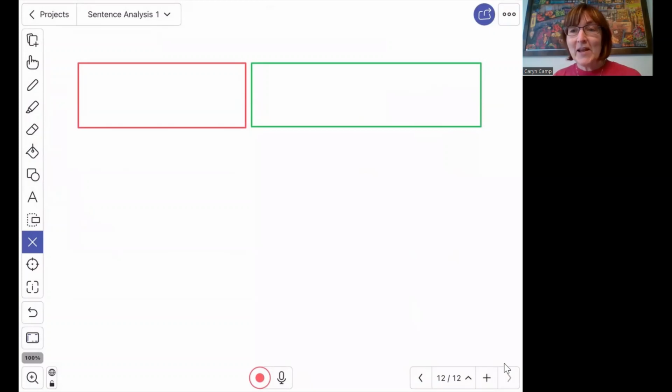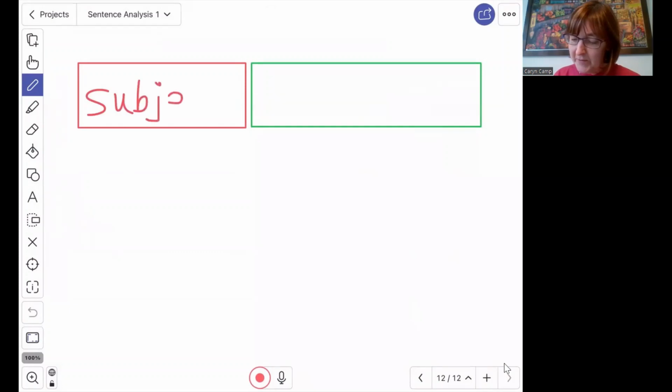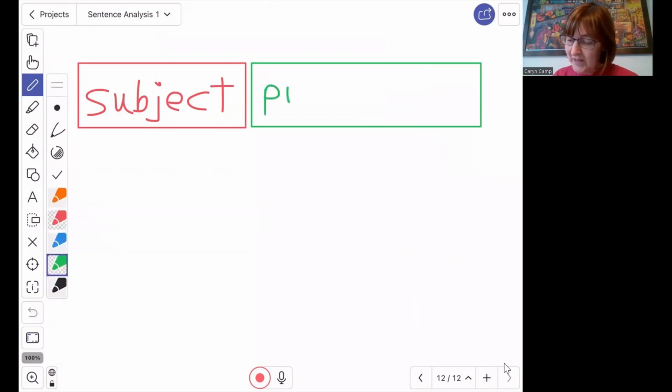So we need to remember that every sentence needs two parts. I use red and green. Do you remember what the first part is called? The subject. And what do we call the second part of the sentence? The predicate. That's kind of a fun word to say. Try saying it. My turn, predicate. Your turn.